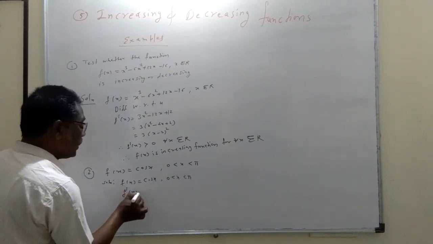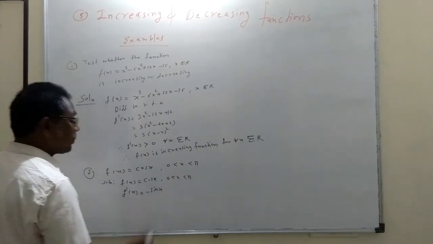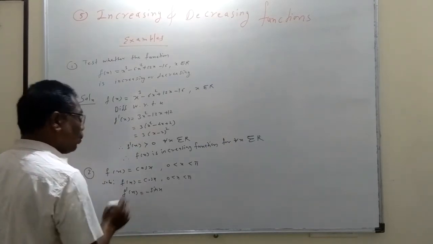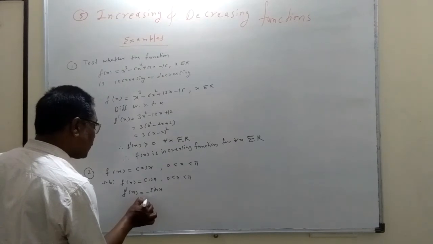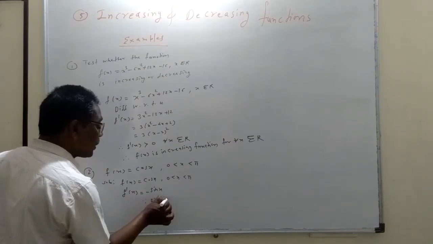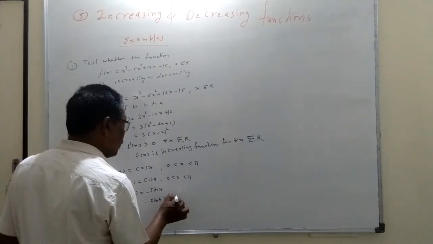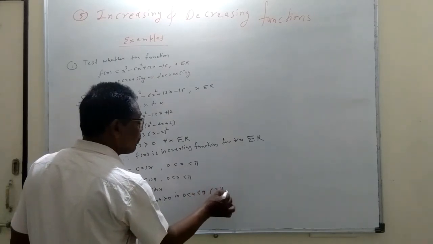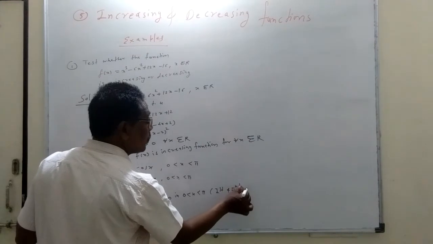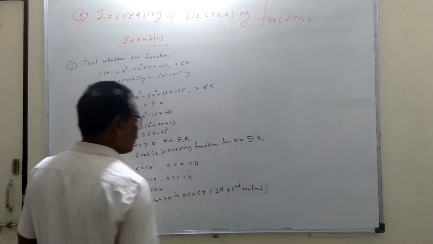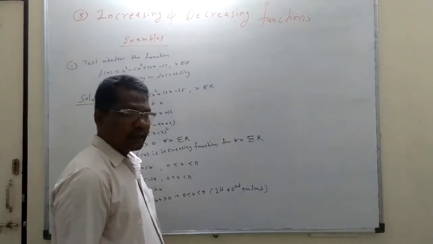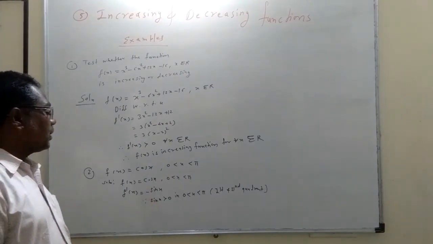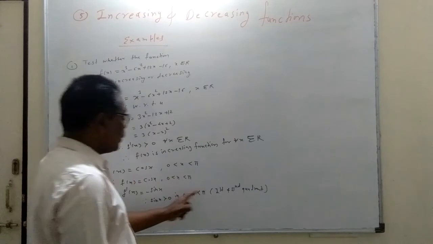So f dash x is equal to minus sin x. Now you know this, since sin x is always greater than 0, positive value, in 0 less than x less than 5, that is first and second quadrant. So in trigonometric functions we have studied how we take the signs, ASTC. So in first quadrant all positive and in second quadrant sine positive, meaning sine is always positive in first and second quadrant, that is in interval 0 to 5.